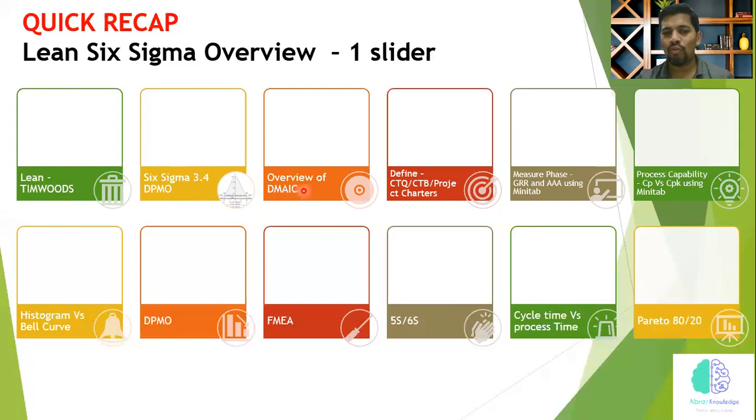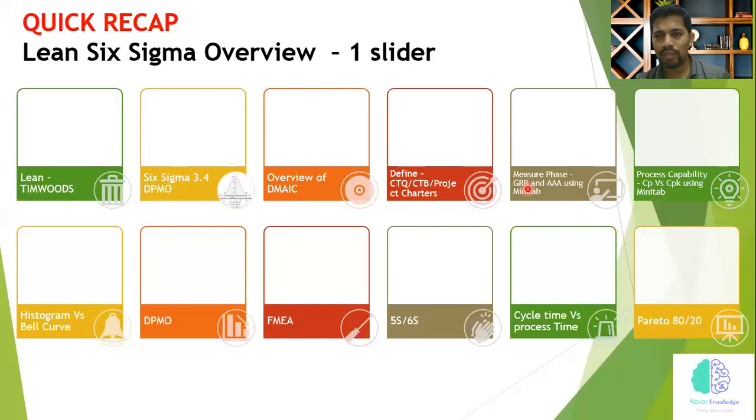Then we talked about the overview of the DMAIC approach: define, measure, analyze, improve, and control. We talked about the define output, the project charter, which can have CTQs, critical to quality, critical to business, a timeline, a project owner, and so on. In another video I talked about the GRR ANOVA method, which is for measurement data. We talked about NDC, number of distinct categories, and three conditions.